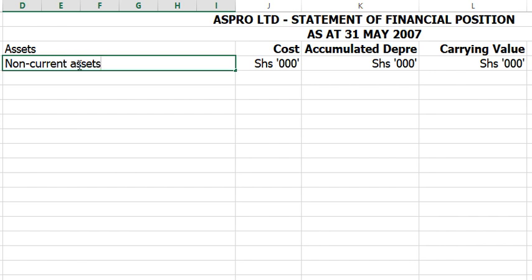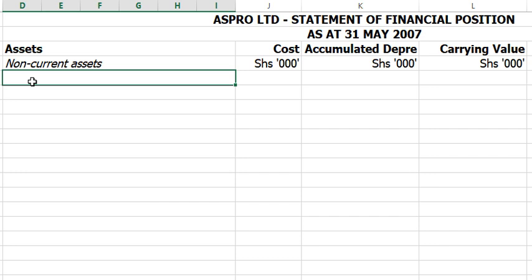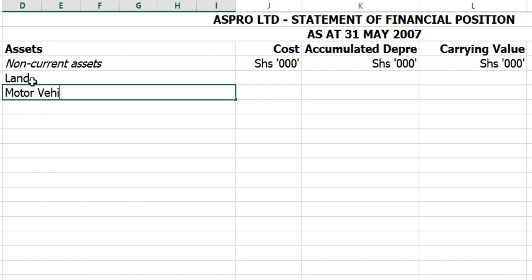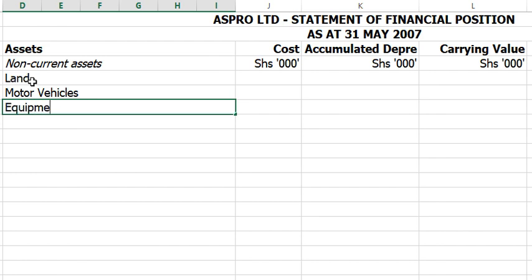Those assets that are expected to be available for use for more than one accounting period, those are referred to as the non-current assets. And in this case, we have the land. Aspro has land. It has the motor vehicles. It also has the equipment. Those are the non-current assets this company has.